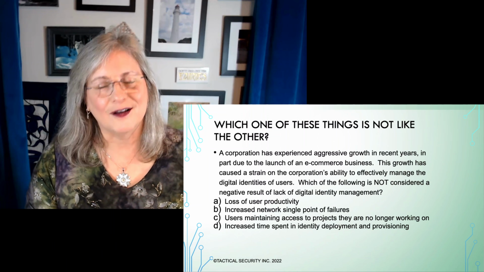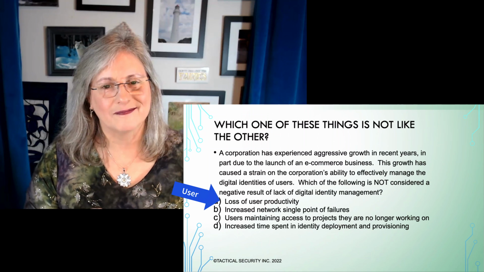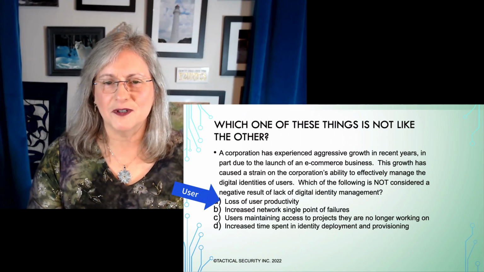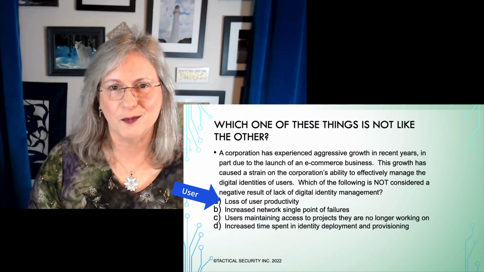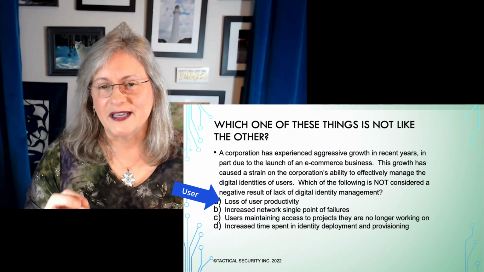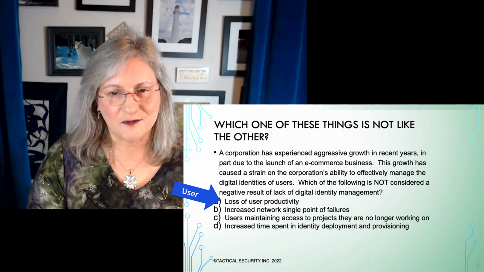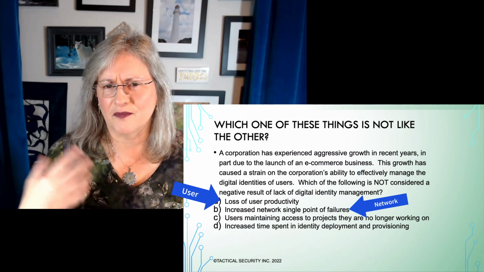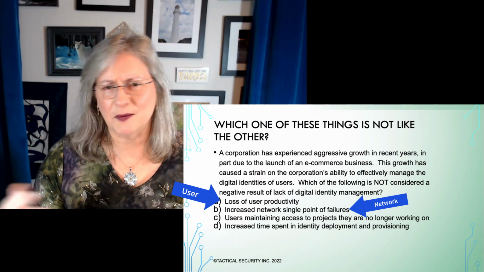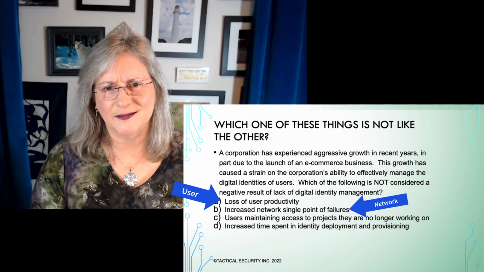So A, loss of user productivity. That's about the users. That's about the people. It's about the humans. It's about people not being able to get their work done. B, increased network single points of failure. Network. All right, we're talking about the network. We've got some kind of single point. Maybe we need redundancy or something like that.